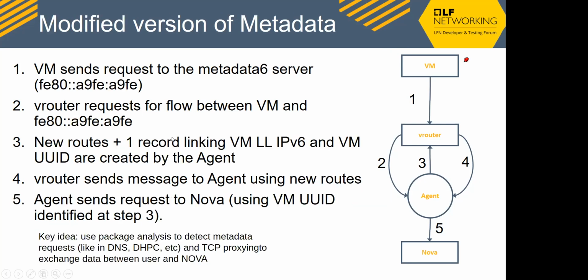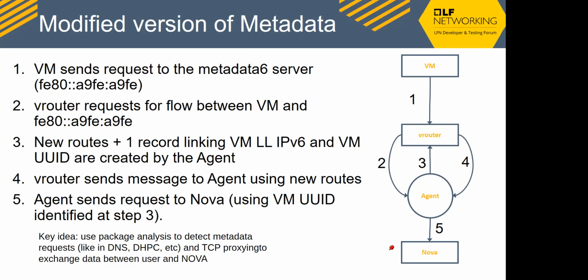Okay, and if we want to solve the problem using the IPv6 protocol, we can modify this scheme without employment of NAT6. The VM sends a request to the metadata6 server, which is located at address FE80.